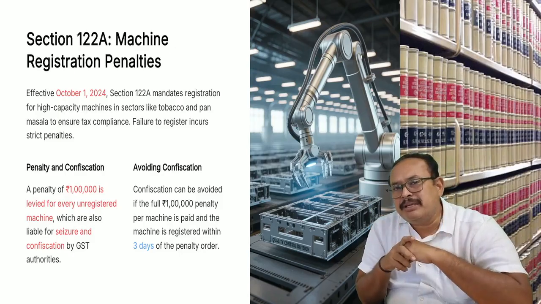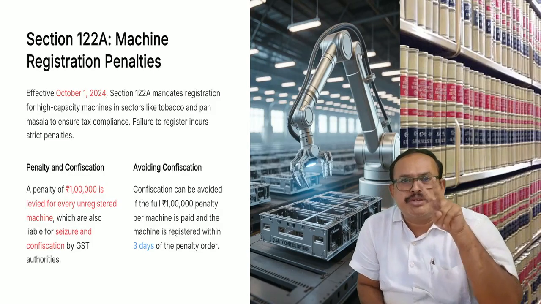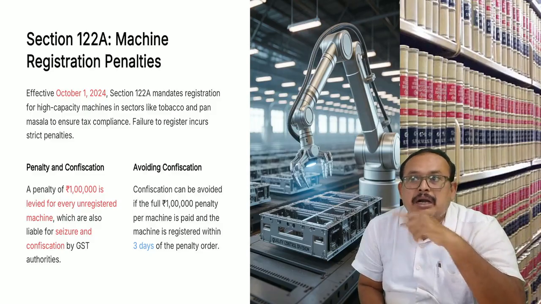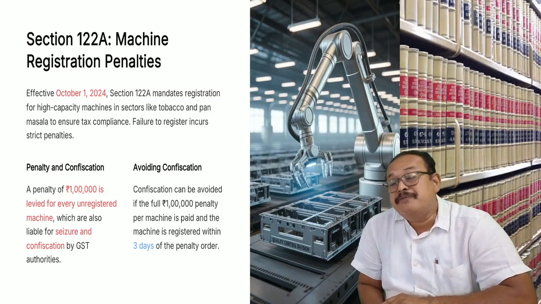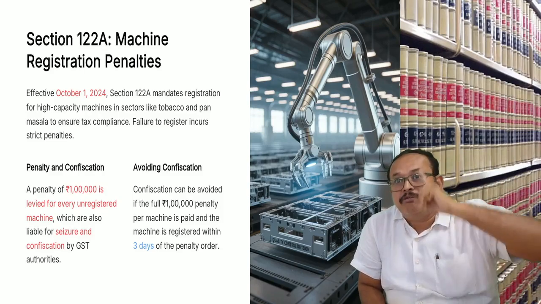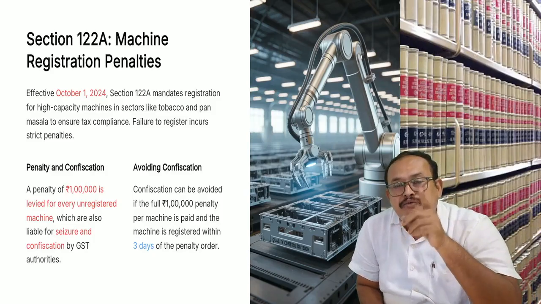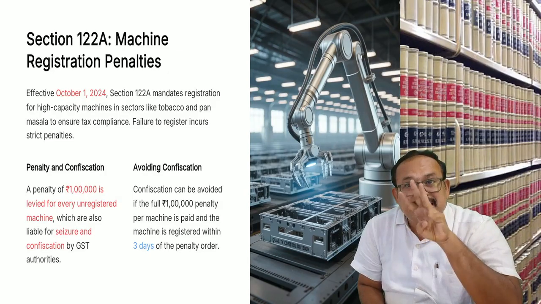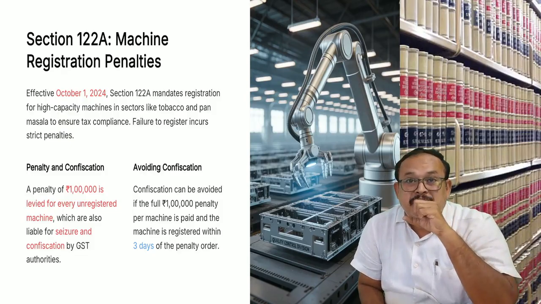Mr. Pan Masala company manufacturer, how many machines do you have to manufacture your product? Sir, 2 machines. These 2 machines must be registered under GST law. A separate procedure is there. If not registered, we will levy a penalty of 1 lakh rupees for each machine. And from the date of issue of the notice, if you do not pay that 1 lakh rupee penalty within 3 days, we will seize your product. The machine will be seized. It will also be liable for confiscation.